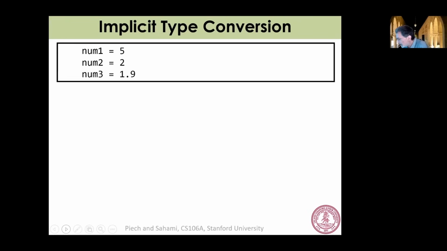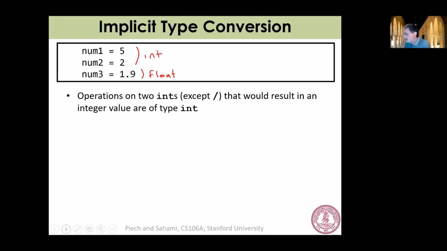of the result? So here are some numbers. I have num1, num2, and num3. Num1 and num2 are both integers because they don't have any decimal involved. And num3 here is a float, or a real value, because it has a decimal point. It's 1.9. So what happens when I do some operations? If I do an operation on two ints, except for division, then the result will be an int.